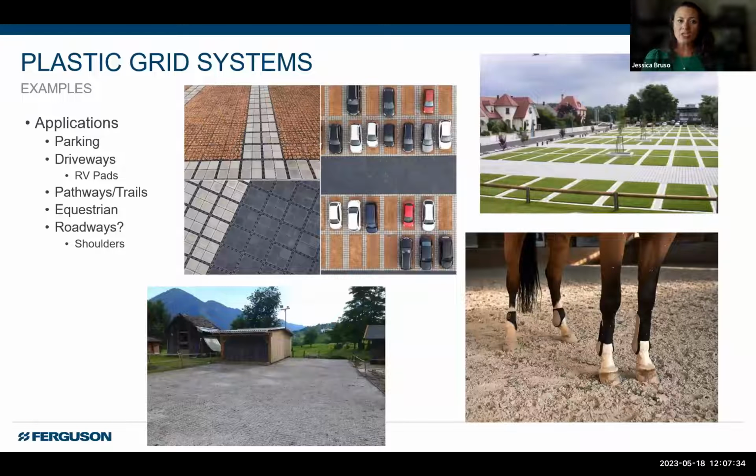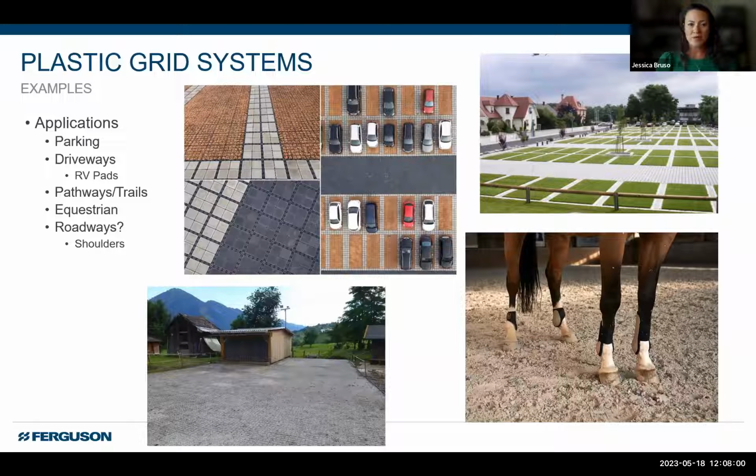A lot of different applications for these as well. Parking, driveways, RV pads even. So remember that these definitely, and again, it depends on the rating of all of these products. But if you can put a fire truck on it, you can put an RV and different things. So they are good for things like road shoulders as well, which you'll see a picture of coming up. Pathways and trails, and even equestrian. So this is a really cool application for these.